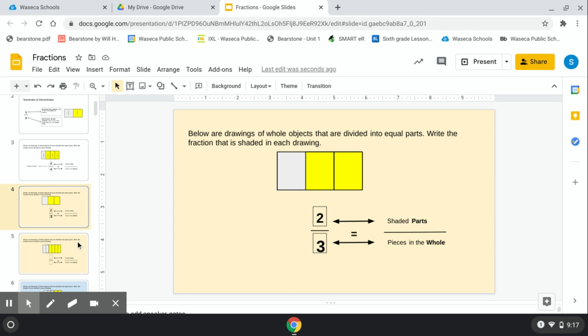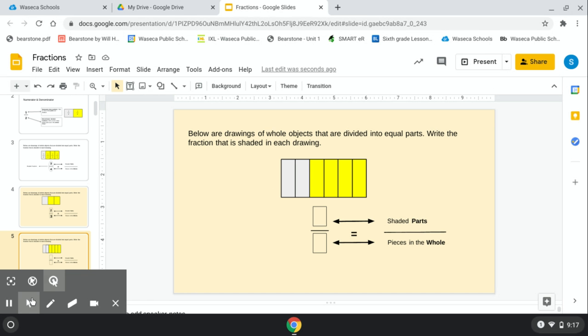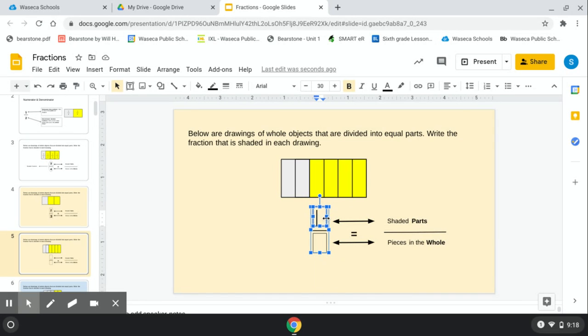Let's try one more together, and then you guys can try a few by yourself for your homework. We are going to write the fraction that is shaded in this drawing. For our numerator, we are going to fill this out first. How many parts are shaded yellow here? 1, 2, 3, 4 parts are shaded yellow. So for our top number here, we can put 4 for our numerator.